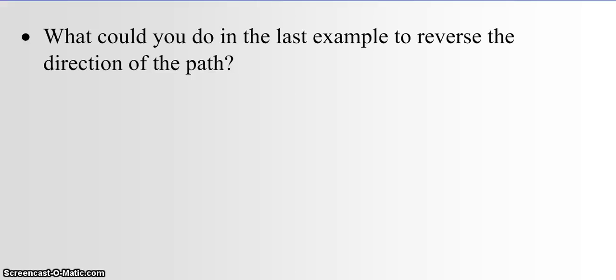Okay, so now I want you to think about what you could do in the last example to reverse the path, reverse the direction of the path. So I want you to pause the video, think about this, unpause when you're ready to check your work. Okay, so I think the easiest way to reverse the path without changing the entire set of parametric equations is to make it x equals t squared plus 1 and y equals -2t.